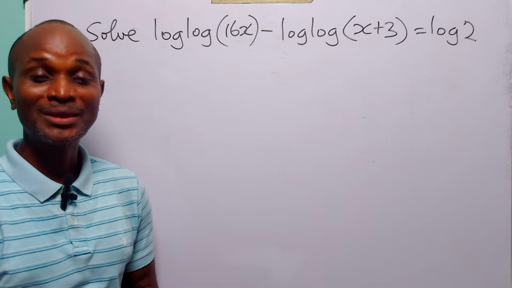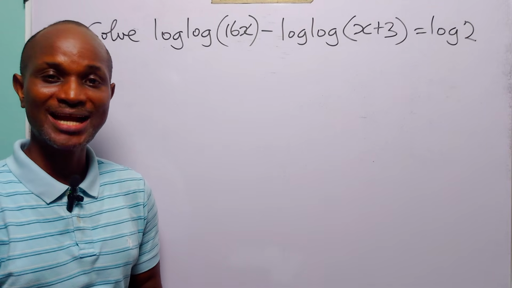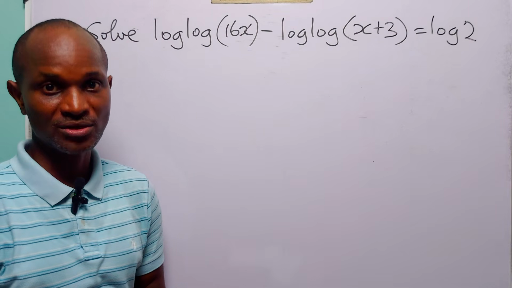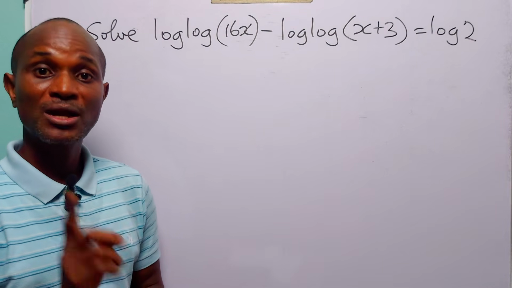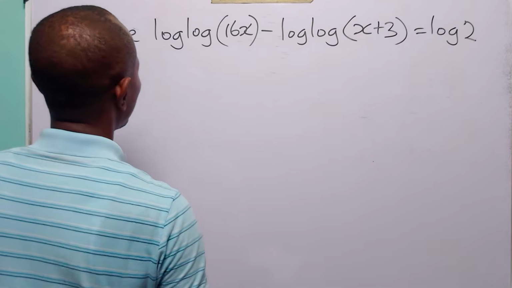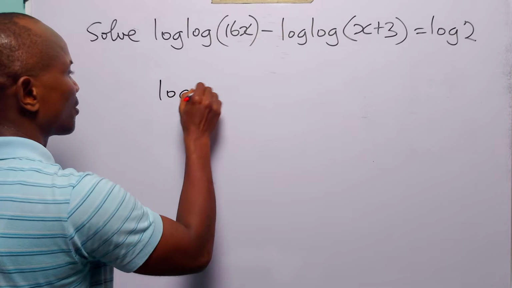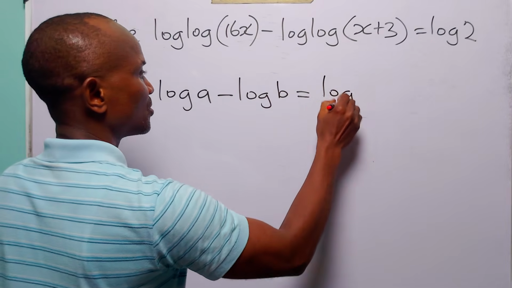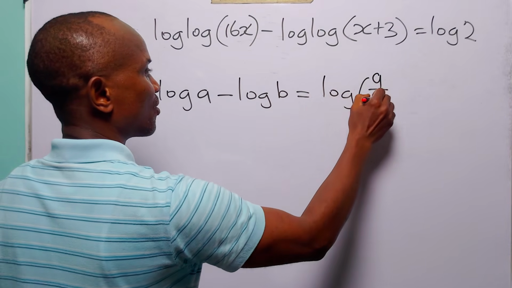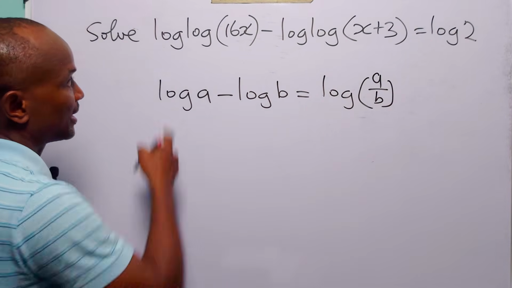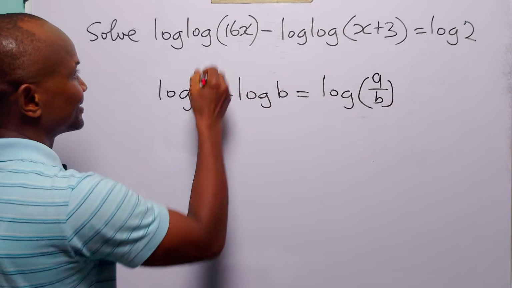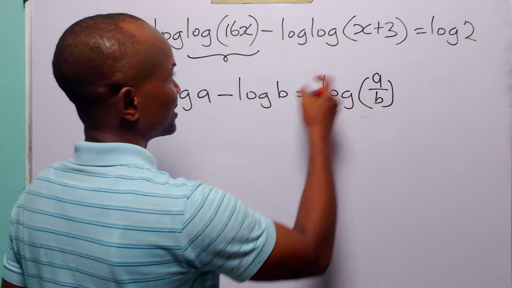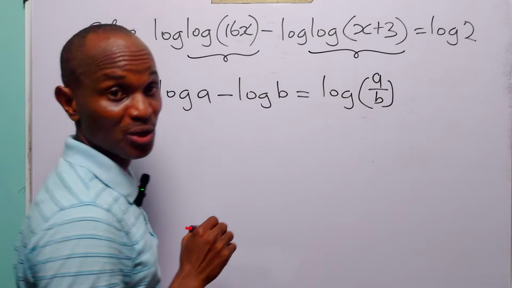Hello and welcome. In this math tutorial, our task is to find the values of x that satisfy this logarithmic equation. Now, to solve this problem, we need to remember the law of logarithm that says that log a minus log b is equal to log a over b. Now, in this case, a is log 16x, while b is log x plus 3.